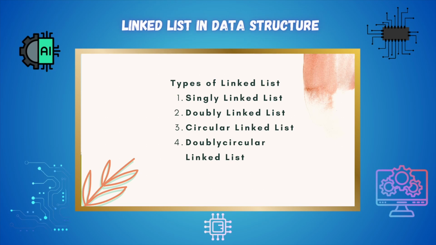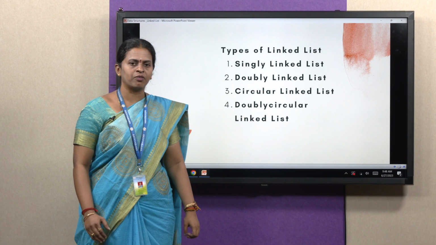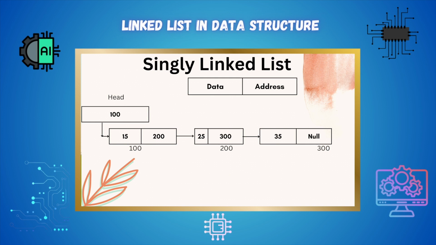Next we are going to discuss the types of linked lists, right? We have 4 types. First one is singly linked list, number 2 is doubly linked list, number 3 is circular linked list, number 4 is doubly circular linked list. We are going to see them one by one with an example. First one is a singly linked list.